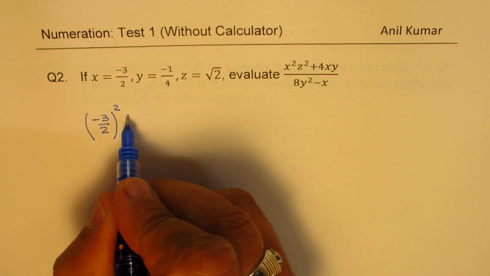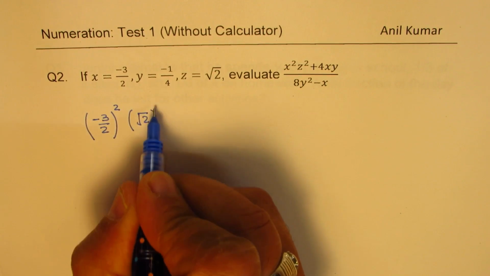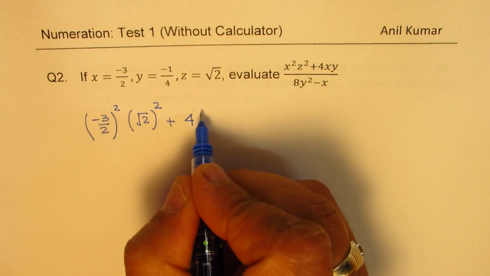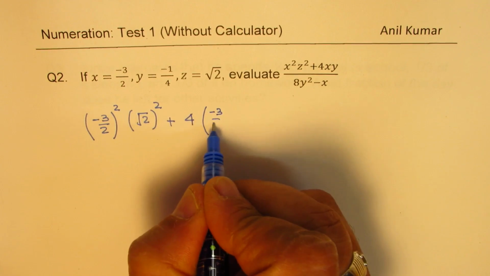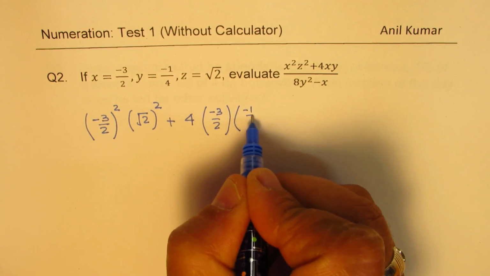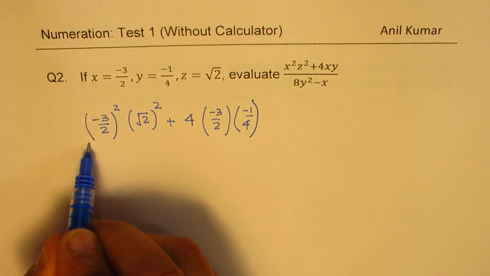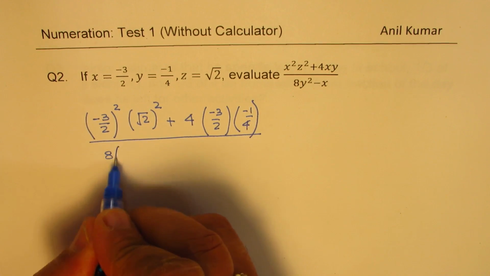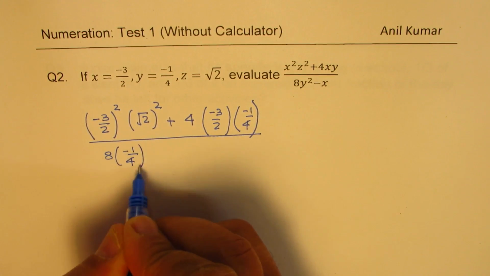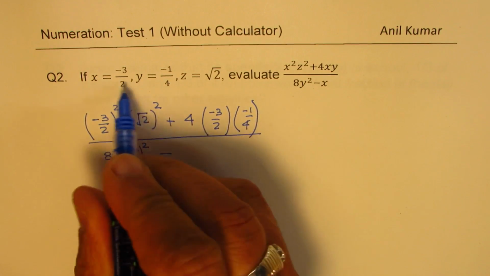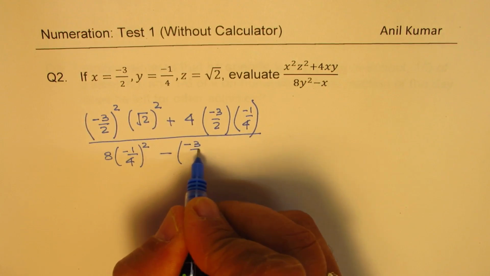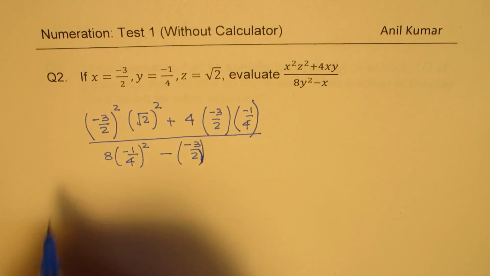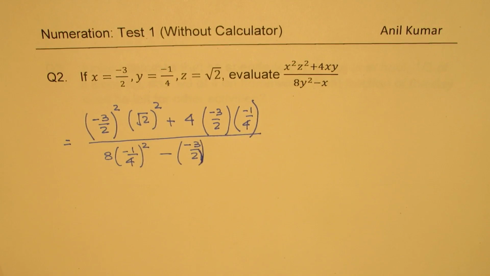Now z square, which is square root of 2 whole square, right? Plus 4 times x and y. X is minus 3 over 2 and y is minus 1 over 4, correct? The denominator here is 8y square. So 8 times minus 1 over 4 whole square minus x, which is minus 3 over 2. Clear? Okay. So that is the expression which we need to figure out.